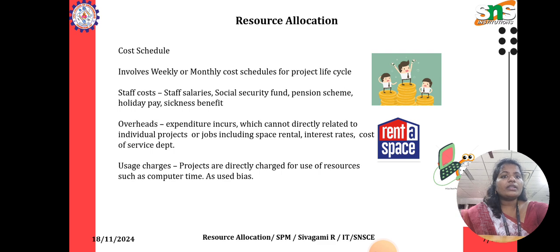Staff costs include staff salaries, social security funds, pension schemes, holiday pay, and sickness benefits. Overheads are expenditure incurred which cannot be directly related to the projects or jobs involved, including space rental, insurance rates, cost of the service departments. Usage charges: projects are directly charged for use of resources, such as computer time on a usage basis.